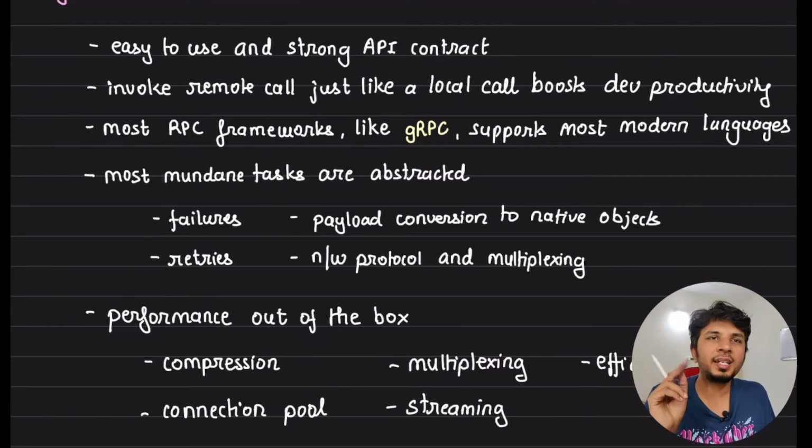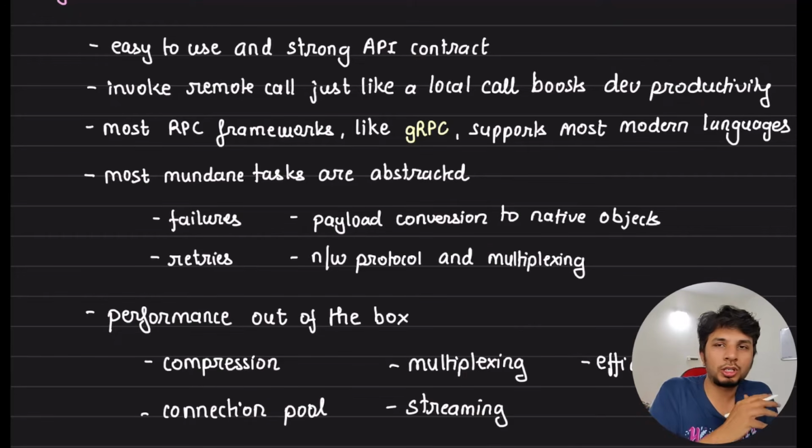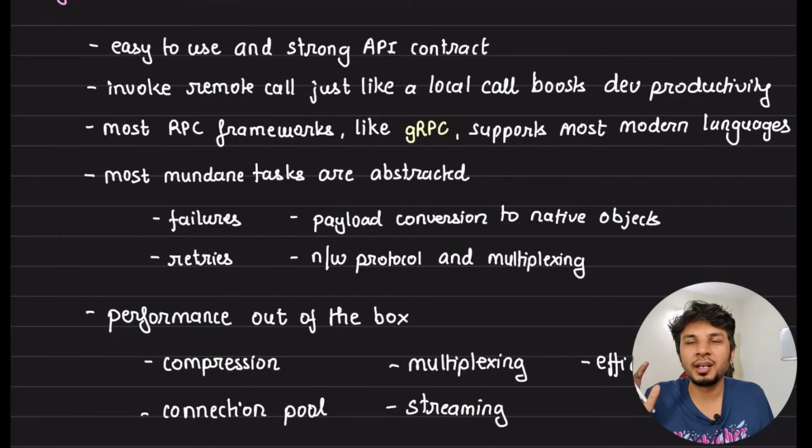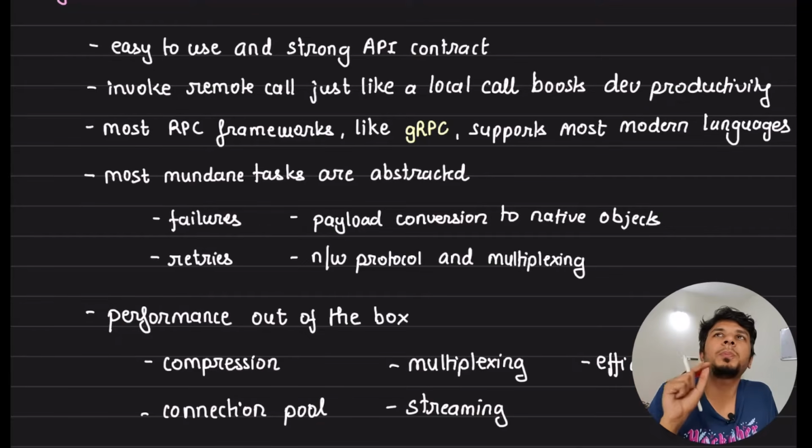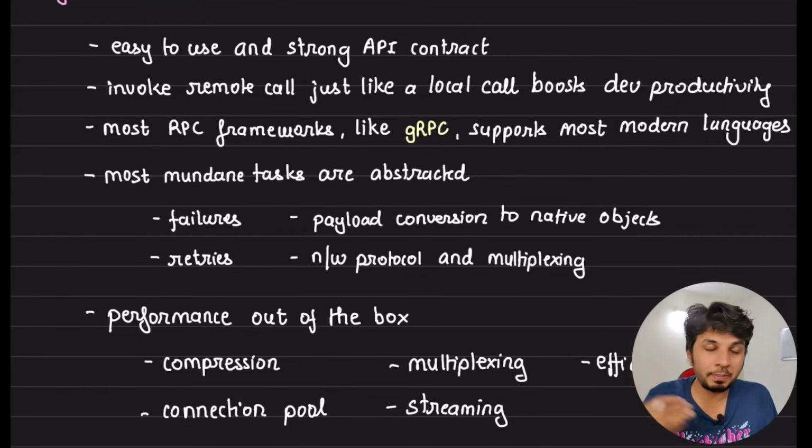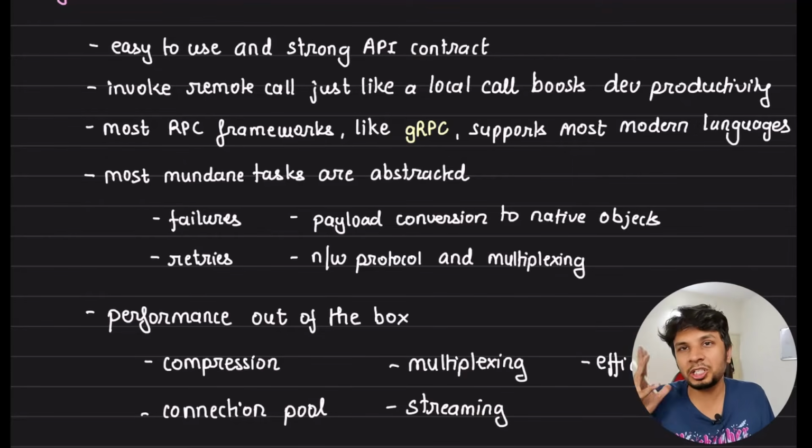Second, invoking a remote call is just like a local function call, so it boosts massive dev productivity. You don't have to worry about making a request.post, passing the URL, sending it, and whatnot. It's all abstracted out with the stubs that you generate. So it massively boosts the overall developer productivity, and you can ship things much faster and more efficiently.